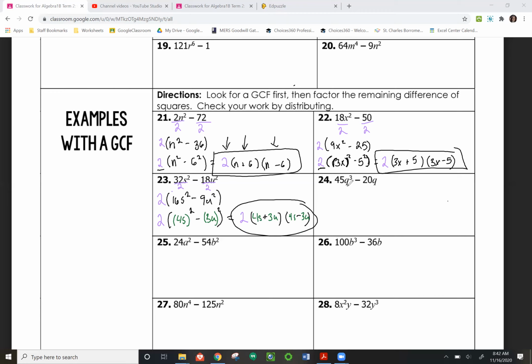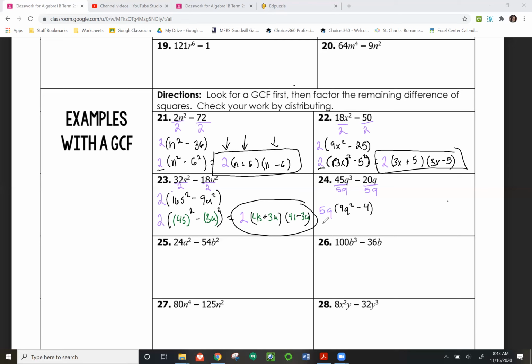24. Is there anything you can divide evenly out of 45q cubed and 20q? Well, I'm looking at my coefficients and it looks like I can divide a 5 into both. And then this one has q cubed and this one has a q. So we can pull out a maximum of 1 q. So I'll pull out the 5q. And what do we have left? We're going to have 9q squared minus 4.